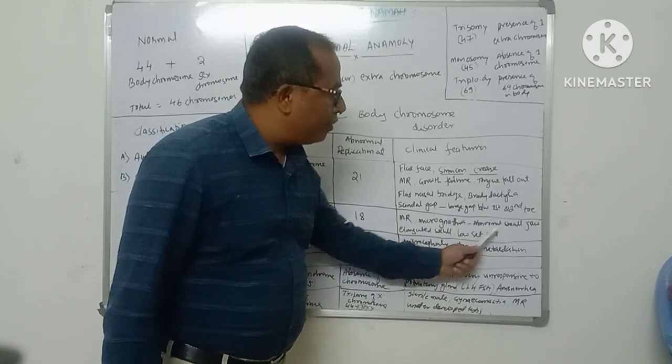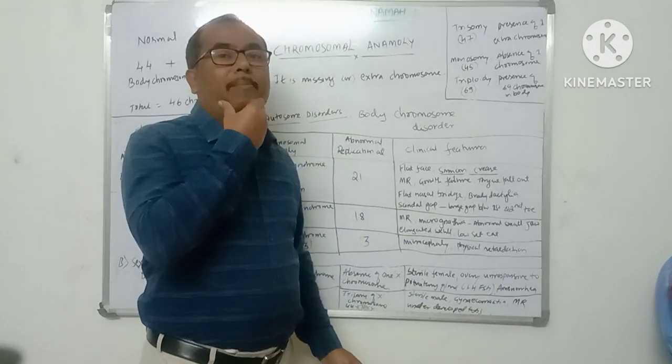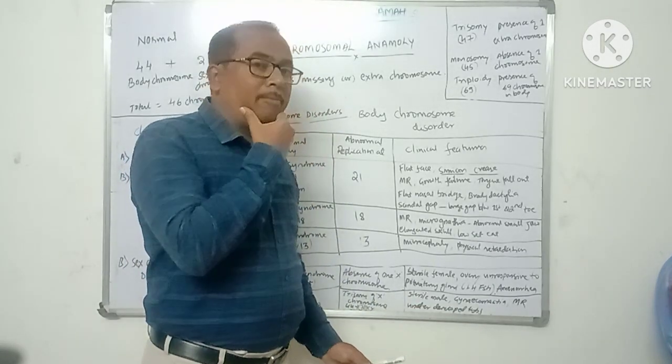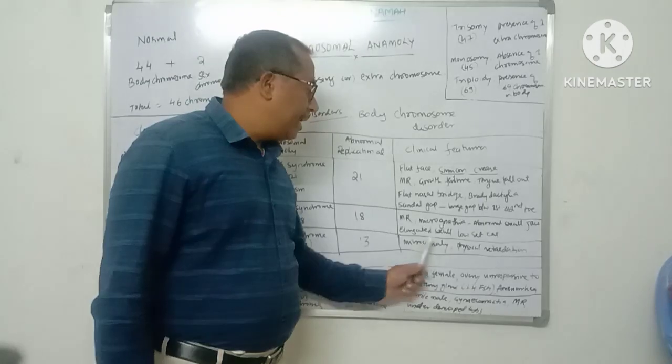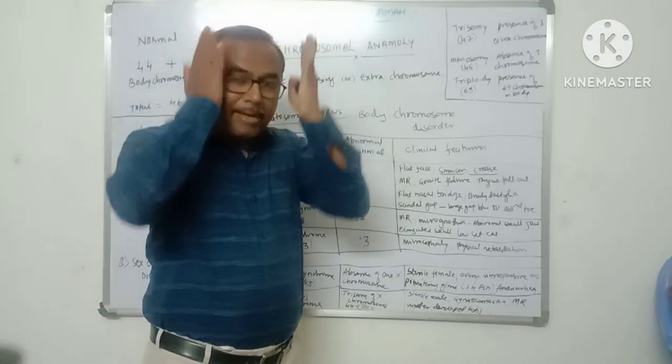Micrognathia means abnormally small jaw. Their jaw will be abnormally small. And elongated skulls: when you see the skull, it will be elongated.